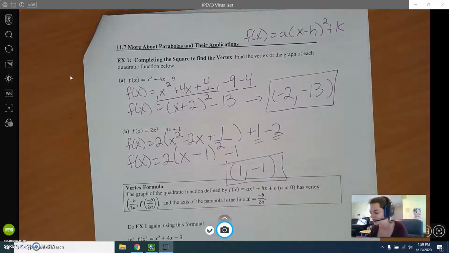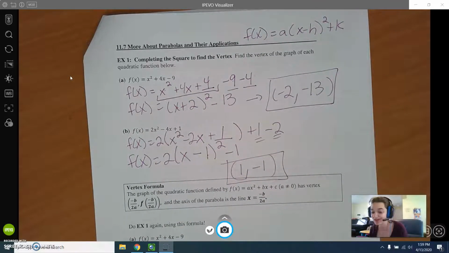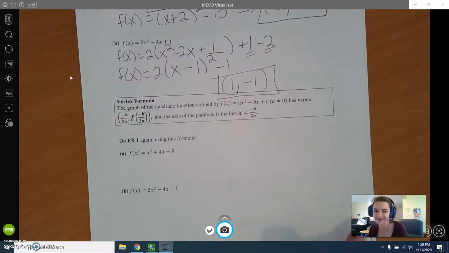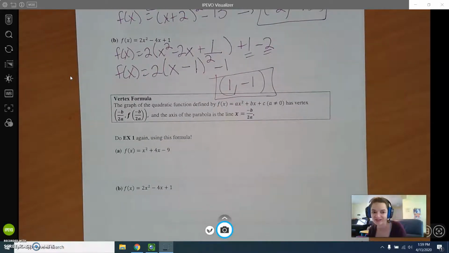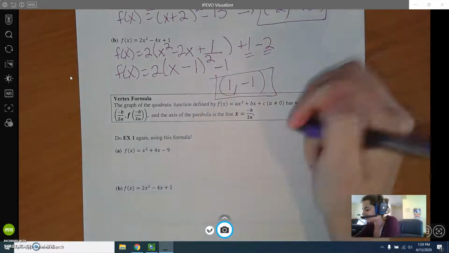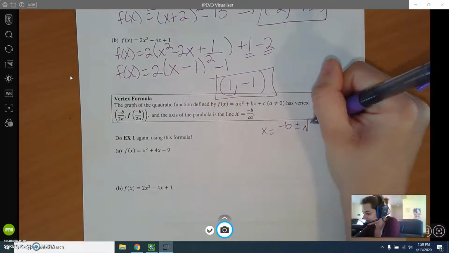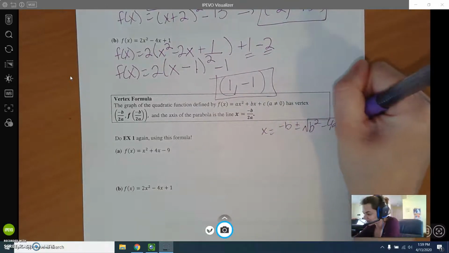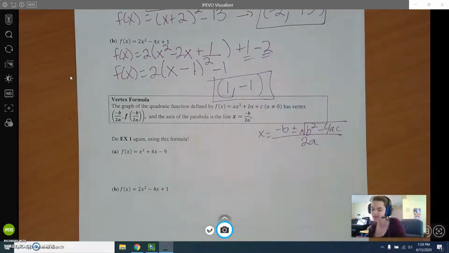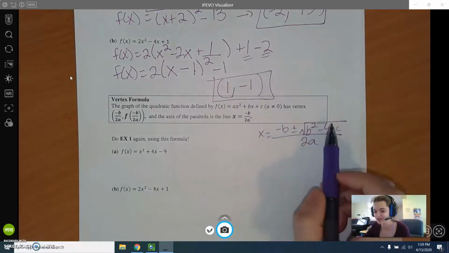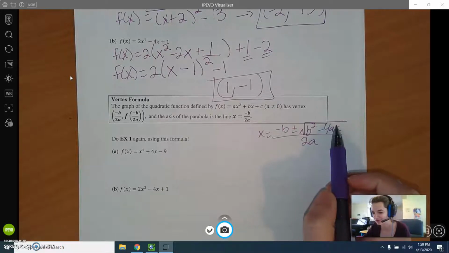Okay. The other option, which you guys will probably enjoy a lot more, is that there is a formula, okay? You can use a vertex formula. So the vertex formula actually goes back to the quadratic formula. Do you guys remember the quadratic equation? x equals -b plus or minus the square root of b squared minus 4ac all over 2a. And do you remember that the only time that we had only one answer was when the square root was 0? You guys remember that a little bit?